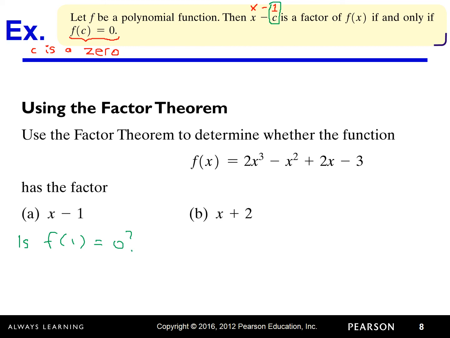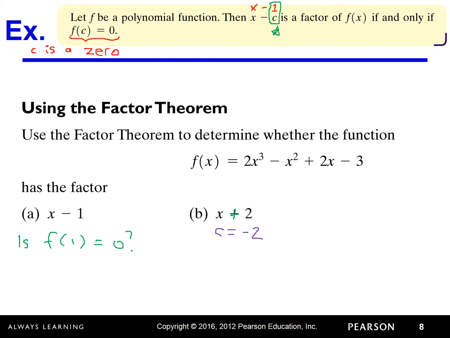And about B, what is c? Well, c is actually negative 2, right? Because if we think about x minus c, c is always the number that is subtracted from x. And what is subtracted from x here is negative 2. So let's just be clear that c equals negative 2.